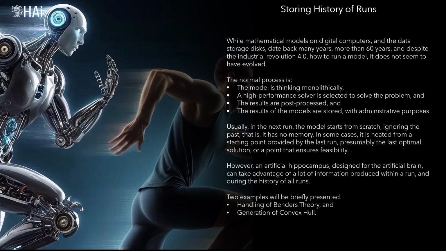However, an artificial hippocampus, designed for the artificial brain, can take advantage of a lot of information produced within a run, and during the history of all runs. Two examples will be briefly presented: handling of Benders' theory, and generation of the convex hull.